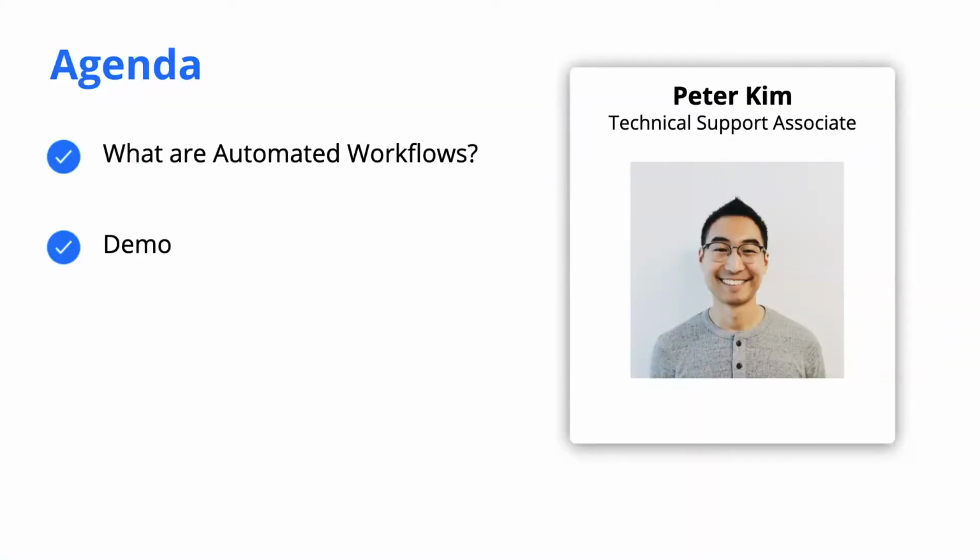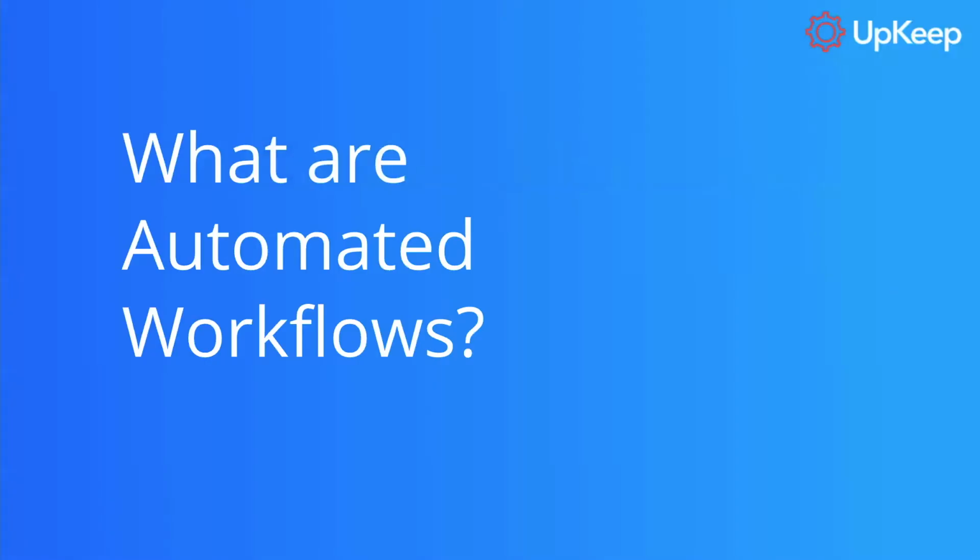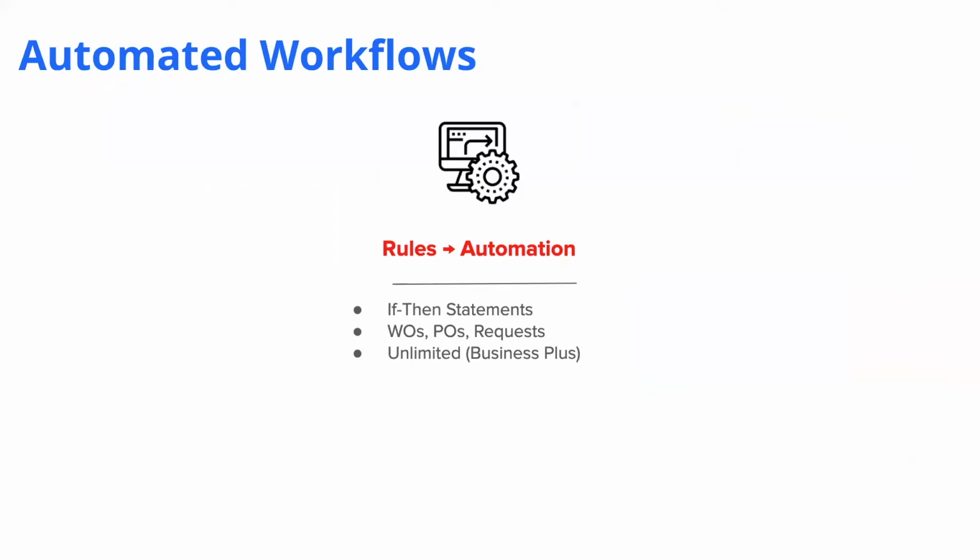Today, I'm going to teach you how to utilize these automated workflows for your team. So the first thing we need to ask ourselves is, what are automated workflows? Well, it's a feature that allows you to set predefined rules with if and then statements that will automatically assign the right details to your workflow process. And the main point of doing that is to provide your team convenience and efficiency.